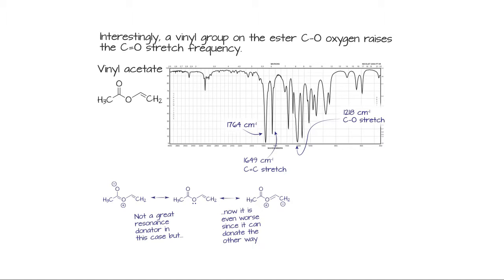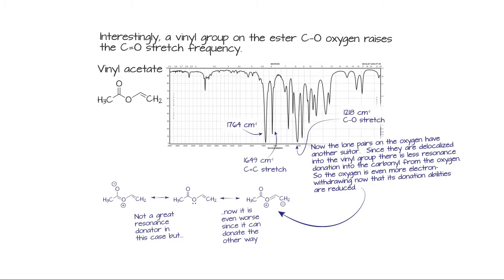So that explains how a vinyl group off of the oxygen, or any kind of conjugation off of the oxygen of a carbonyl, will actually increase the frequency.